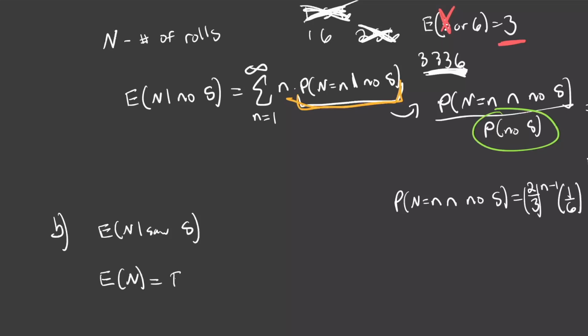The expected value of n, we can just say that's equal to the expected value of n given that we did see a 5 times the probability of us seeing a 5. And then you just add on our other case, the expected value of n when we did not see a 5.